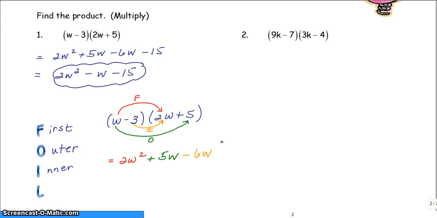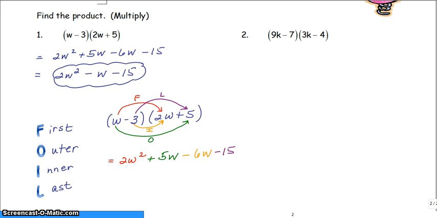And then we want to multiply that -3 times the positive 5. So when we take the -3 times the positive 5, the -3 and the positive 5 are the last numbers in each of the parentheses. So the L stands for last. And when we multiply -3 times positive 5, we got a -15.